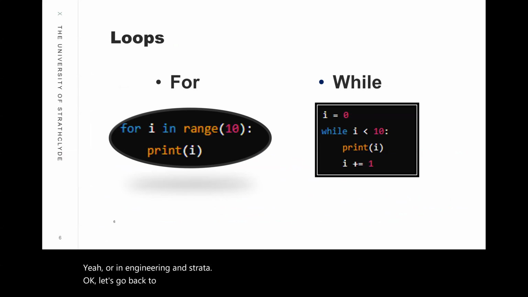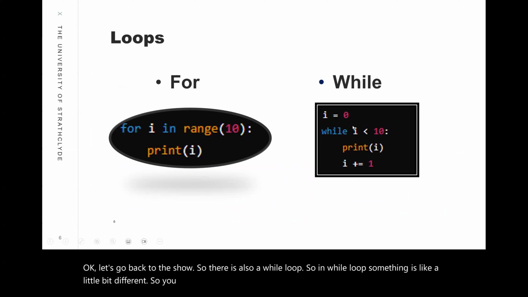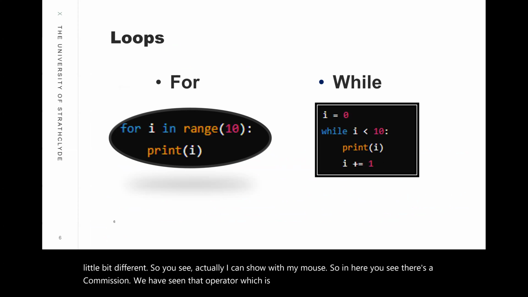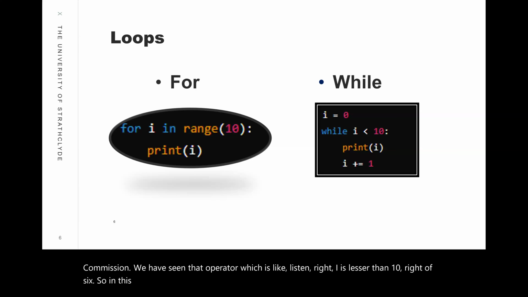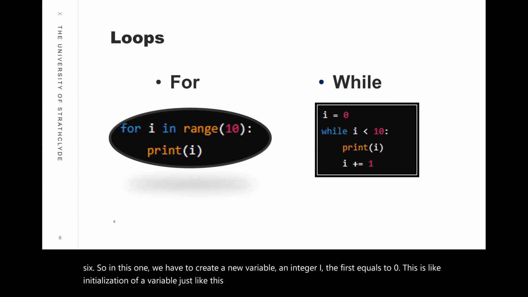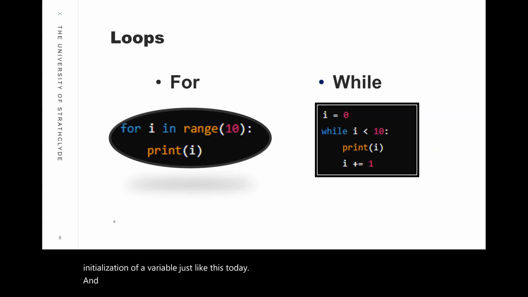So there is also a while loop. In a while loop, something is a little bit different. You see, in here there is a condition. We have seen that operator, which is lesser, right? I is lesser than 10, right? In this one, we have to create a new variable, an integer I, in the first, equals to 0. This is initialization of a variable, just like yesterday. And then in each loop, it will print the I, which is 0 in the first.